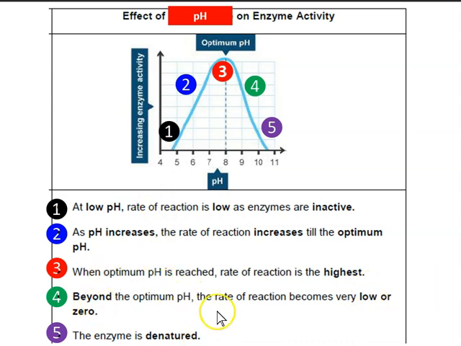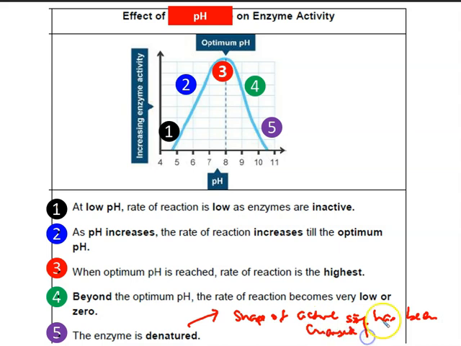So you may want to write down that denature actually means that the shape of the active site has been changed, or we say lost or damaged. Okay, so this is the graph of your pH.